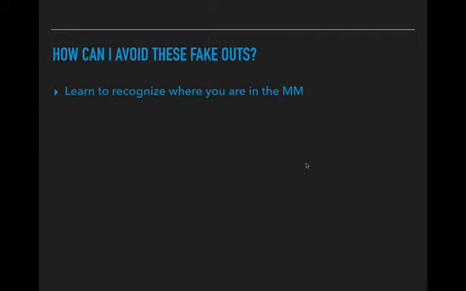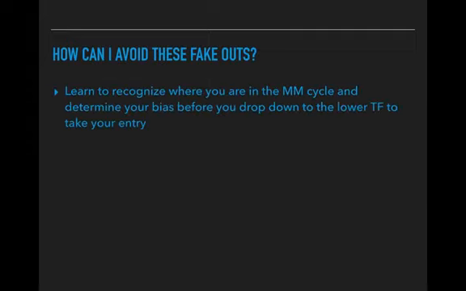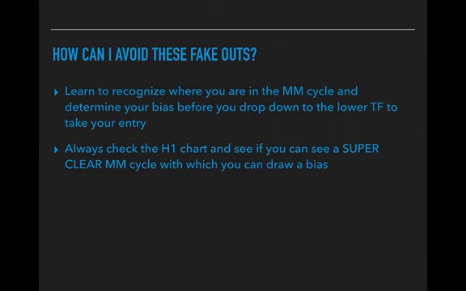The answer is simple, really: you need to learn to recognize where you are in the market maker cycle and determine your bias before you drop down to the lower time frame to take your entry. This was covered in the introduction video when I talked about the market maker cycle and how to recognize it. What you want to do is check the H1 chart to see if you can see a super clear market maker cycle in which you can draw a bias.